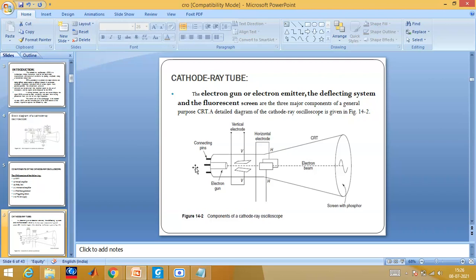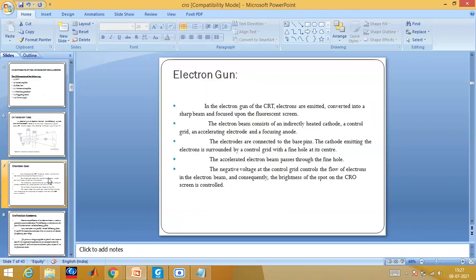Okay, when this particular electron gun ejects an electron, it will be deflected by the vertical plate and also by the horizontal plate, and will get bombarded on this particular phosphorus screen, the screen with the phosphorus, and you can visualize the signal. Okay, so this is the block diagram of your CRT. Then the function of the electron gun, which I have explained to you.